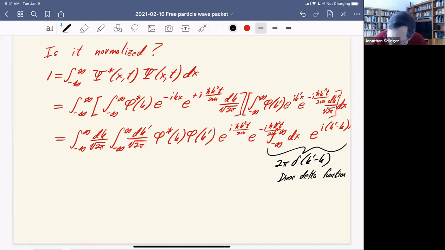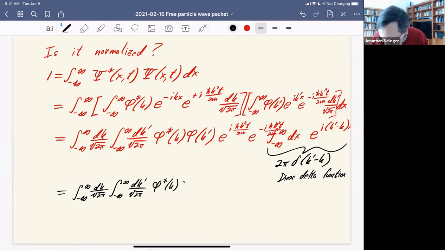So this is all equal to an integral dk over root 2 pi and an integral dk prime over root 2 pi of phi star of k, phi of k prime. And we have these exponential factors.